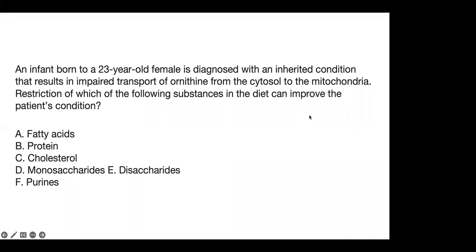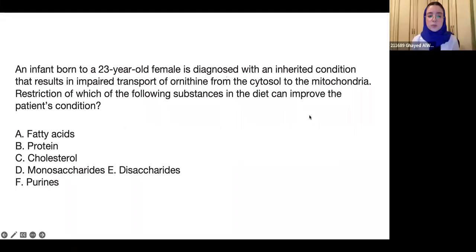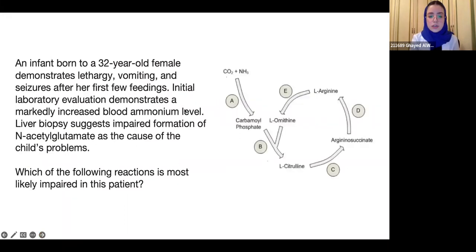B, protein. Yeah, you guys are right. It's protein. And so we said that usually the treatment for urea cycle deficiencies or enzyme deficiencies is going to be a low protein diet because the outcome would be less ammonia. And so the urea cycle won't have a lot of ammonia that it has to excrete since it's not working as efficiently. Okay, so B, as you guys said.